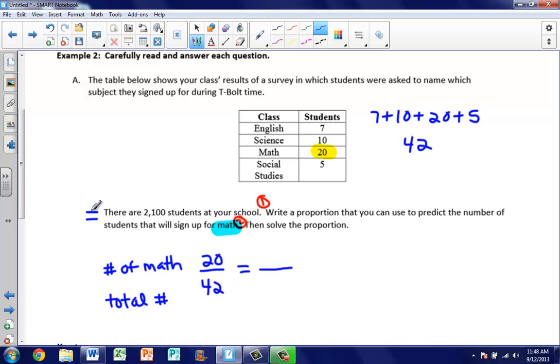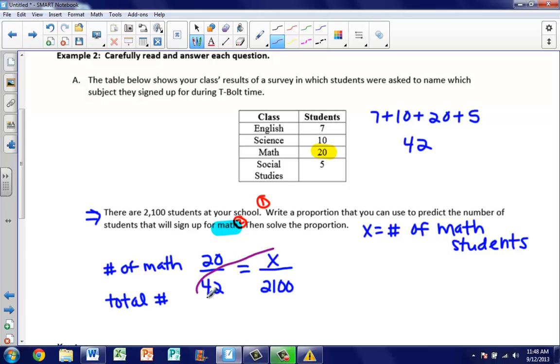Now we move to the situation that they gave us. There are 2,100 students at your school. That is a total. So 2,100 is going to go in your denominator. It needs to match up. Total in the denominator of your first ratio needs to have the total in the denominator of your second ratio. Now we need to know how many students will sign up for math. So that's going to be X. So X is going to equal our number of students that actually signed up for math. Number of math students. There's part 1. It asked us to set up the proportion. We did that. But now we actually want to go through and solve.